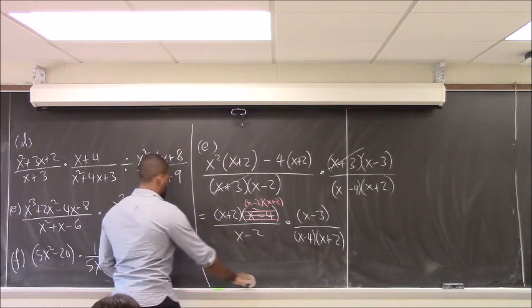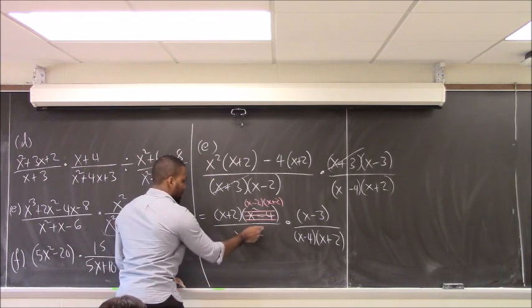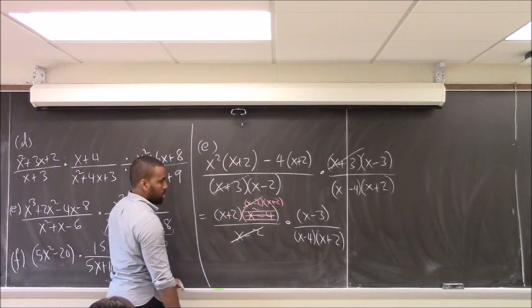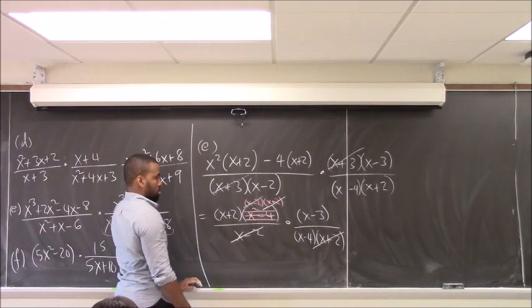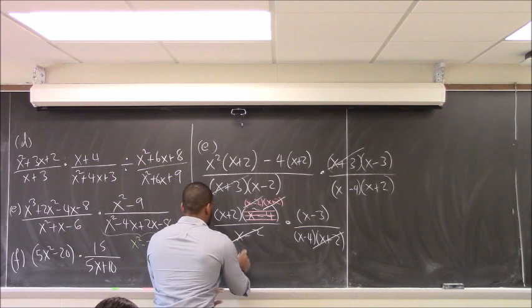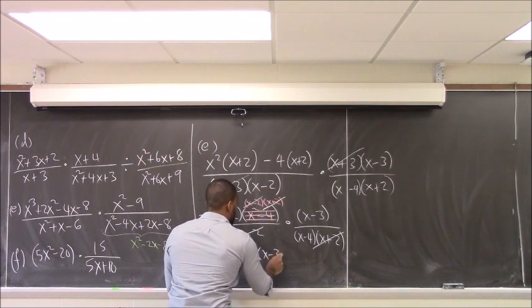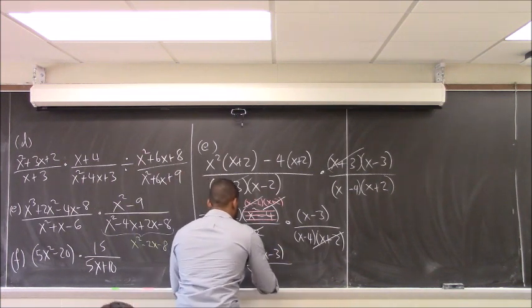And then this cancels that. This cancels that. That's it. X plus 2, x minus 3, over x minus 4.